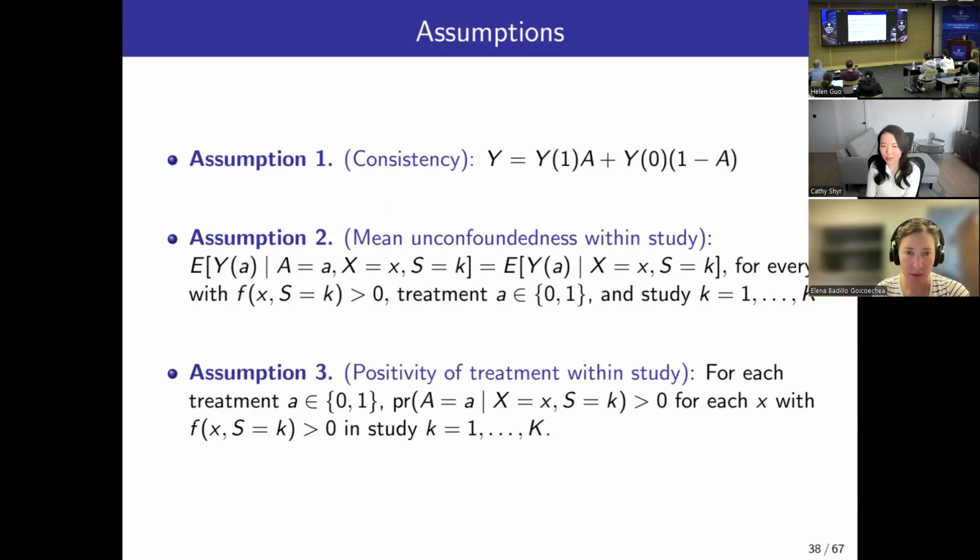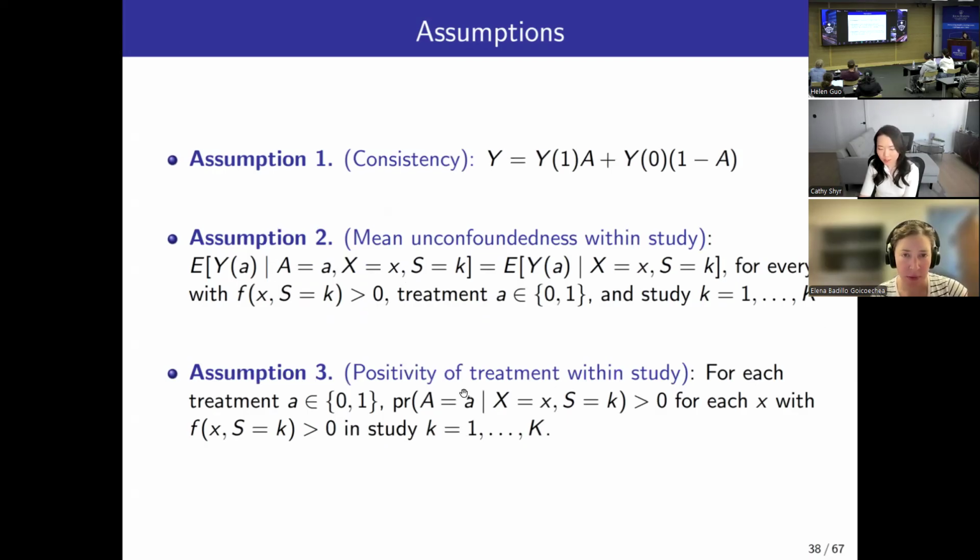First is consistency. So this assumption says that the observed outcome is equal to the potential outcome under the treatment actually assigned. Assumption number 2 is mean unconfoundedness within study. So this says that given little x in study little k, the mean potential outcome is unconfounded.